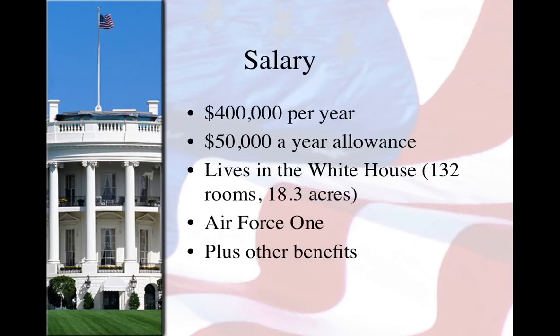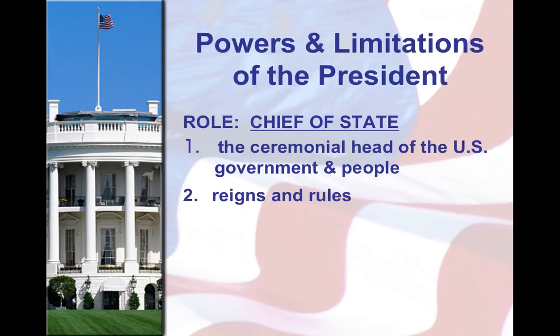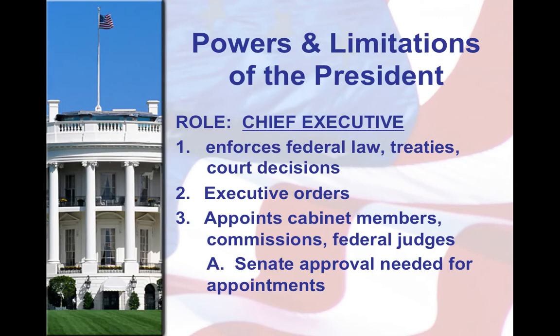Salary. Here are the things that the president gets. Powers and limitations of the president. His role as the chief of state, the ceremonial head of the United States government and people. He is also the chief executive. He enforces federal law, treaties, and court decisions. He can impose executive orders, and he appoints cabinet members, commissions, and federal judges. But what is really important is this right here, that the Senate must approve the president's appointments. That is where we see the checks and balances from the other branches.